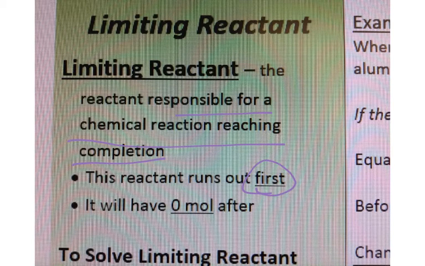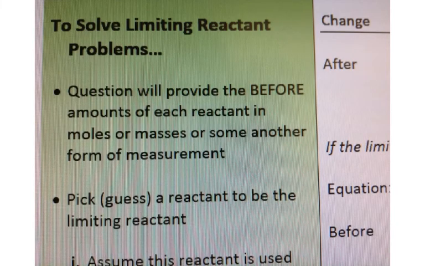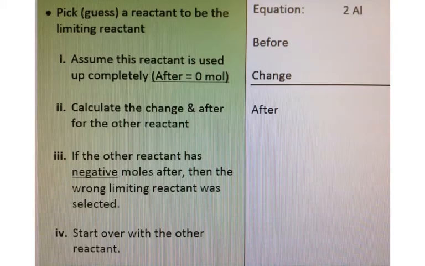The limiting reactant is the one that runs out first, and if you fill out the BCA chart, it will have 0 moles afterwards. So how you solve a limiting reactant problem is you're going to be given 2 amounts of reactants, or masses of each. And then what you need to do is guess which reactant will be the limiting reactant. So if you have 2 reactants and you're given 2 amounts of those reactants, you can guarantee that you're going to have a limiting reactant problem. And then you just need to guess which one it is going to be.